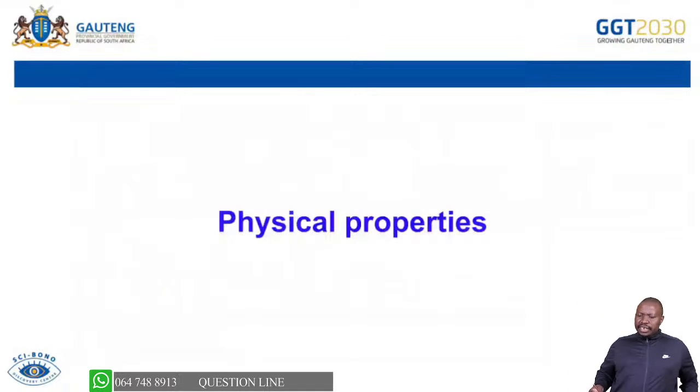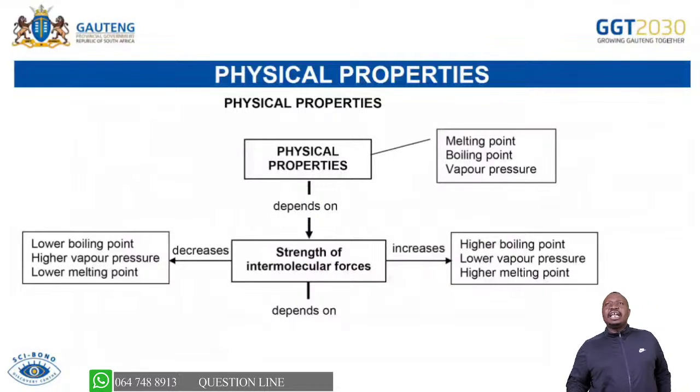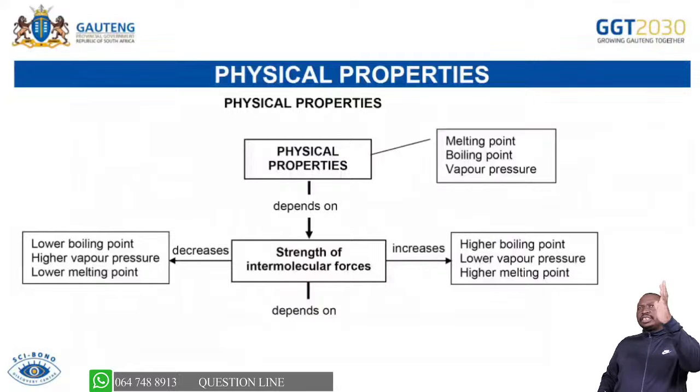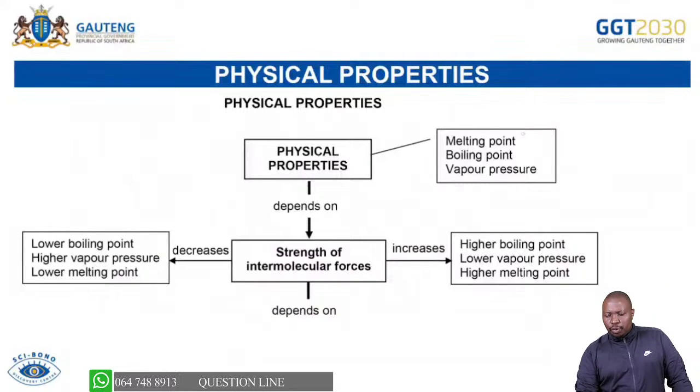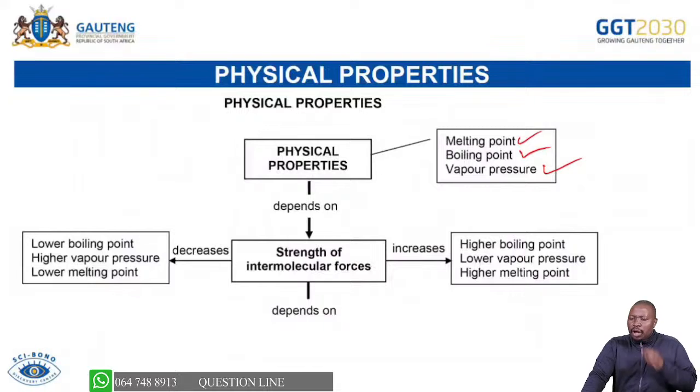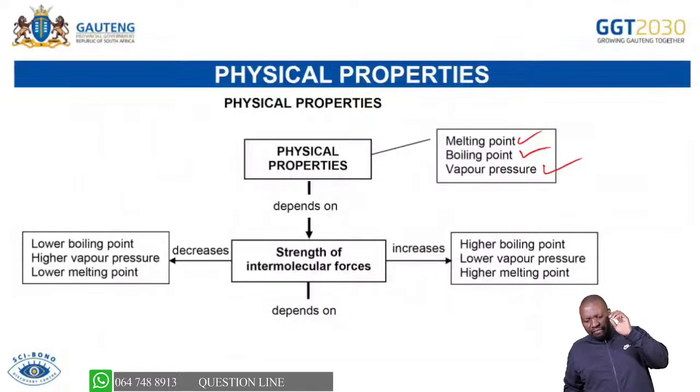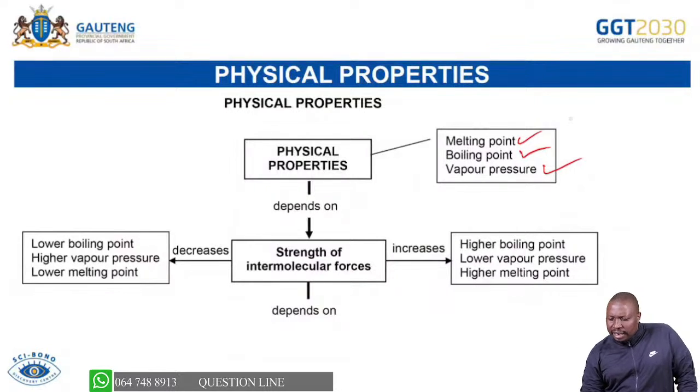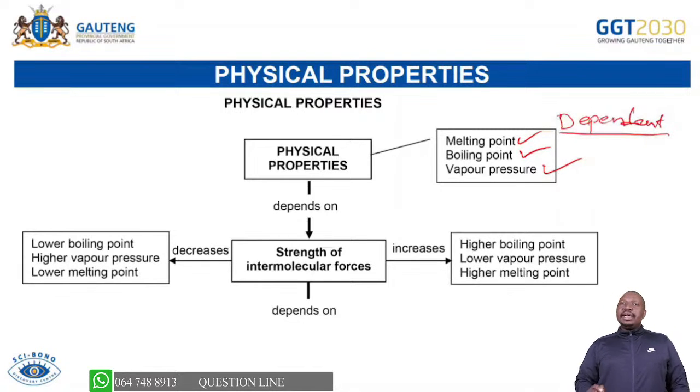Now, time willing, we're going to look at physical properties. Remember, I've defined for you the 3 physical properties already, which are your melting point, boiling point, and vapor pressure. This melting point, boiling point, and vapor pressure is what we refer to as our dependent variables. That's what we are measuring in this question.